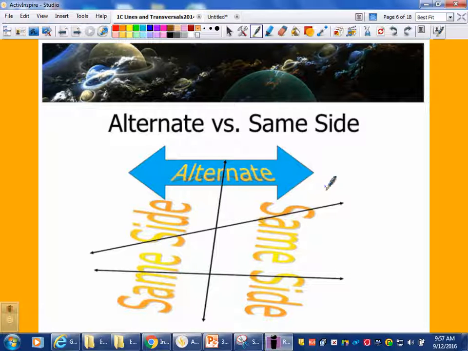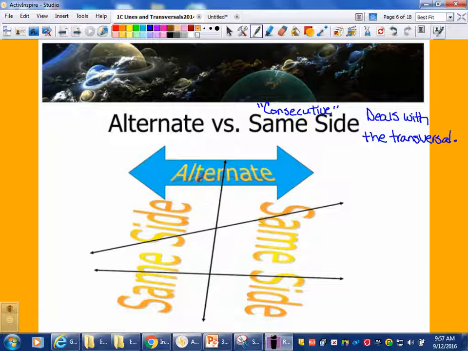Alright, another two terms you're going to need to know are alternate versus same side. Although you will not see it as same side, you will see it as the word consecutive. Consecutive means same side. The thing about alternate versus same side is you're no longer looking at the lines. Alternate versus same side deals with the transversal. So when you look to see if they're alternate or same side or consecutive, you're looking at the angles in reference to the transversal.